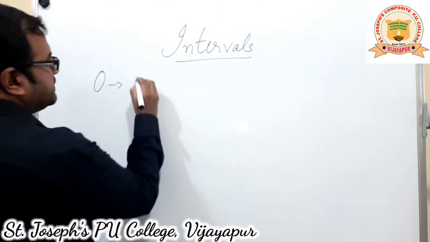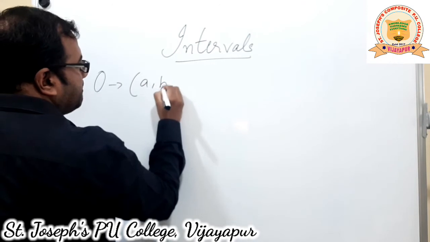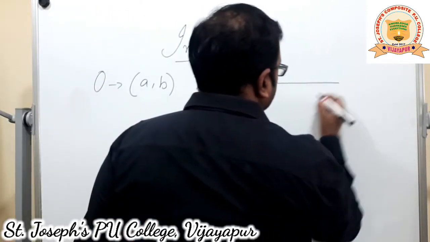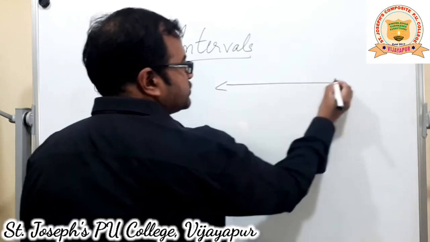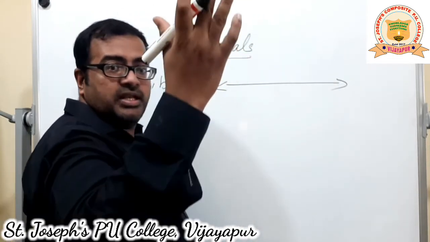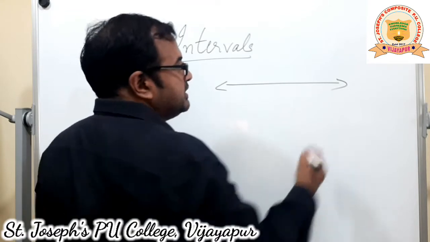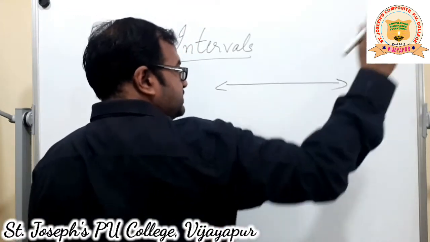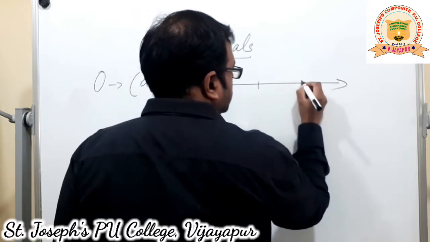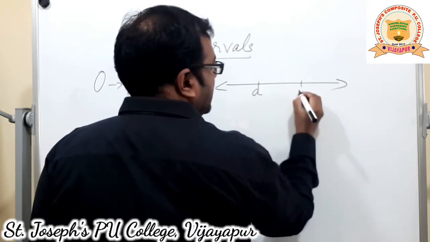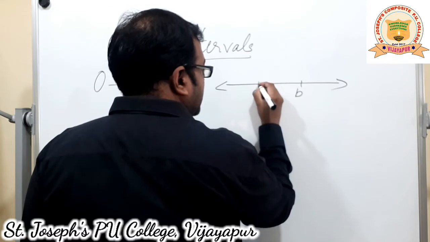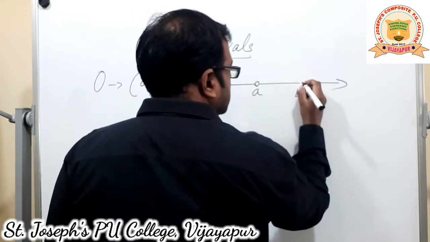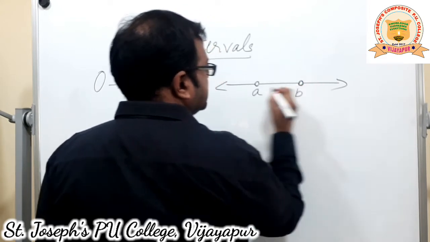Open interval looks like this: (a, b). On a number line, we show it like this. If this is a number line which extends on both sides, because real numbers go in both directions, on one side it is positive infinity, on the other side it is minus infinity. It extends till there. In between, if I take 2 points A and B, this A will be shown with a circle with an empty space inside.